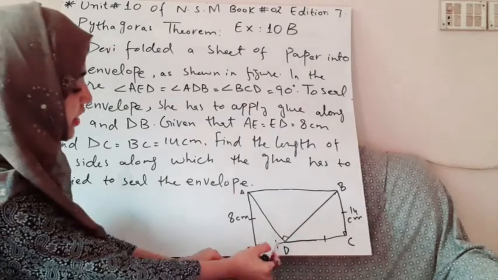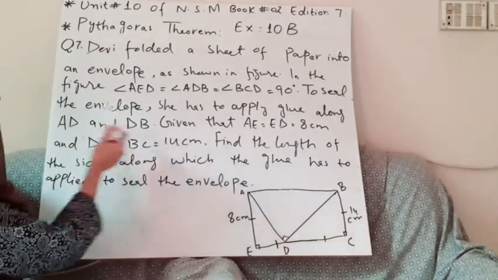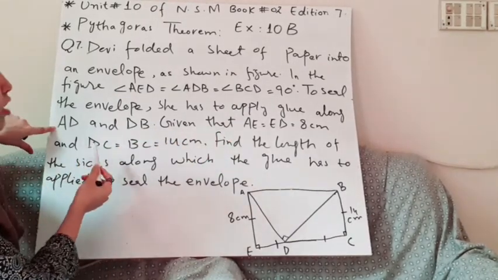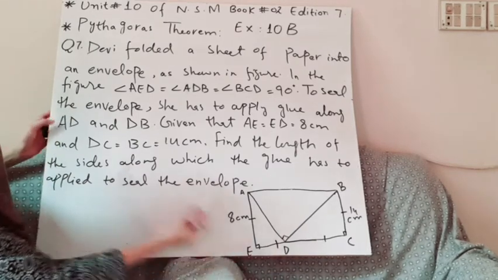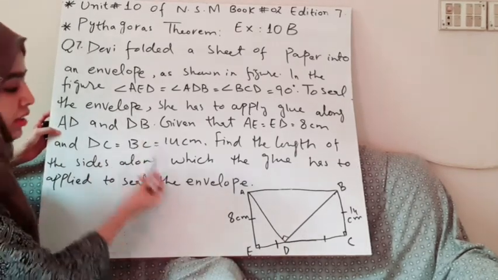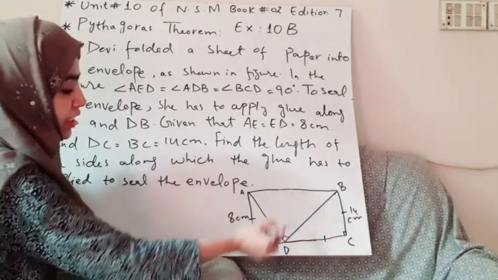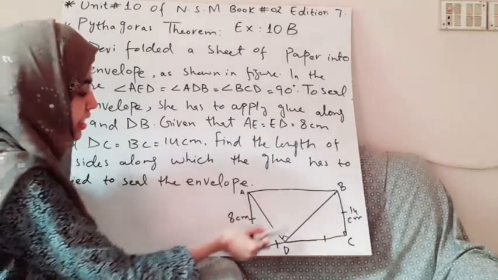Given, which is of 90 degree. This is 90 degree, this is 90 degree, and this is 90 degree. To seal the envelope, she has to apply glue along AD. Now Devi has to seal this envelope. She has to apply glue along AD and DB. She has to seal this envelope. She has to apply glue along this side and this side.